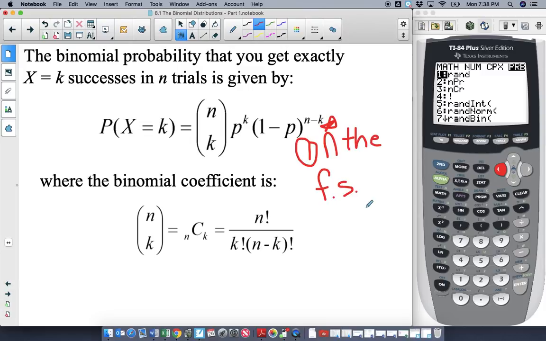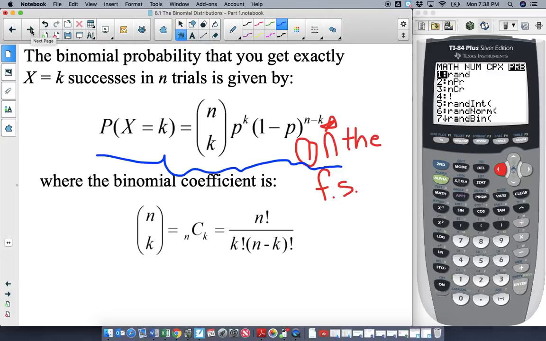But you don't, well, I was going to say you don't really need the formula because it's in your calculator, but you do need the formula to show your work. You can use your calculator to do the calculation, but you do need this formula to show your work on the AP test. That is important.